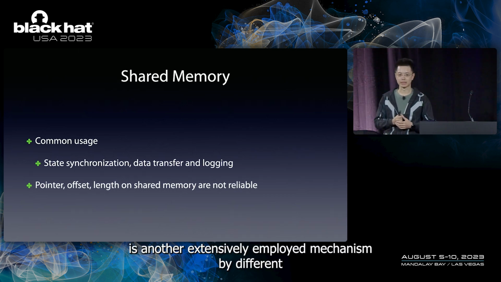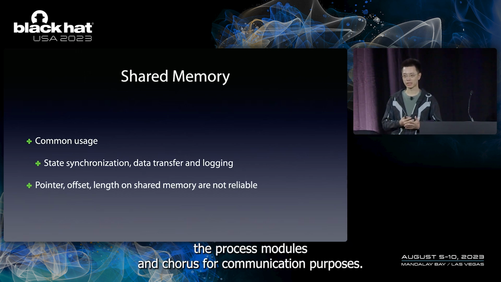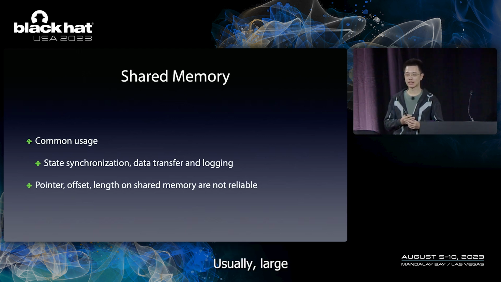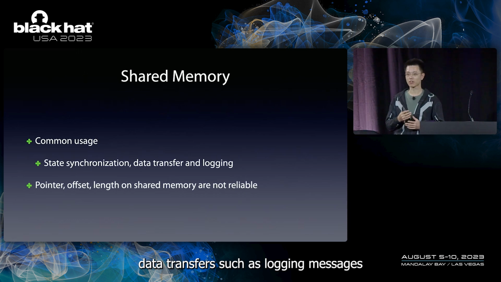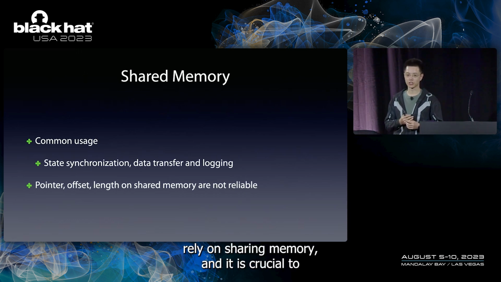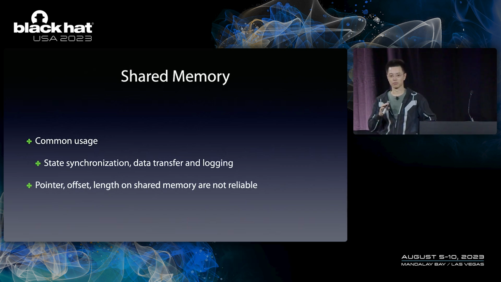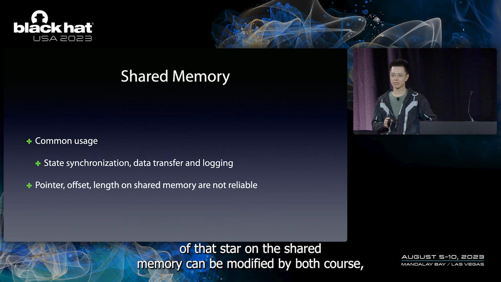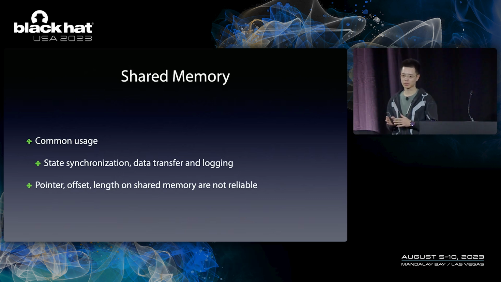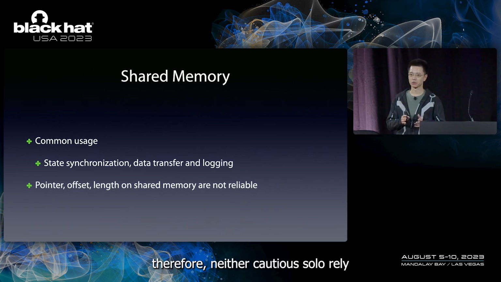Shared memory is another extensively employed mechanism used by different processes, modules, and cores for communication purposes. Usually, large data transfers, such as log messages, rely on shared memory. And it is crucial to notice that any pointer or offset stored in the shared memory can be modified by both cores. Therefore, neither core should solely rely on these values.